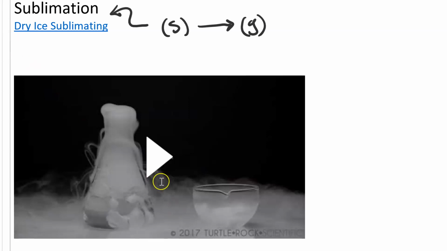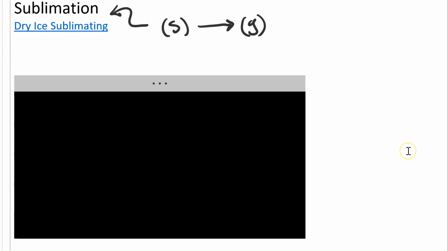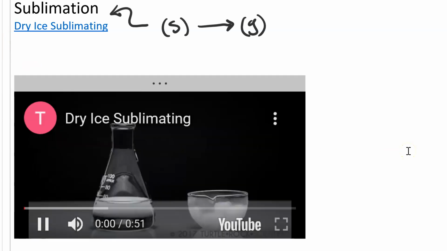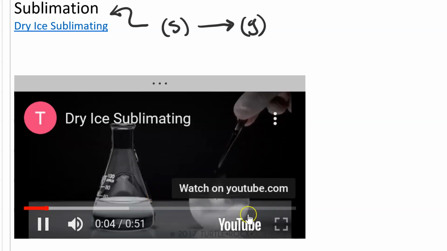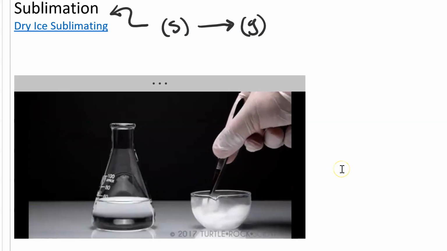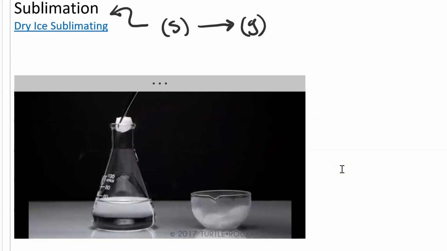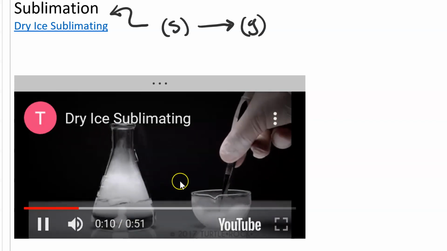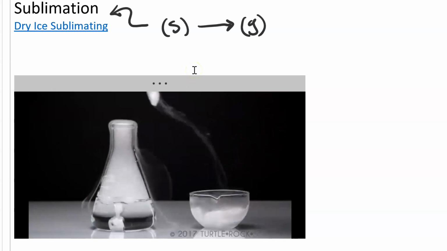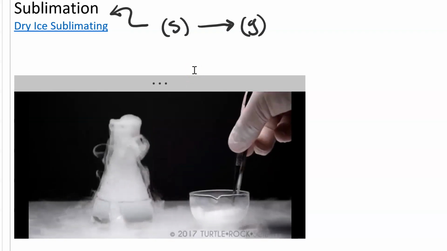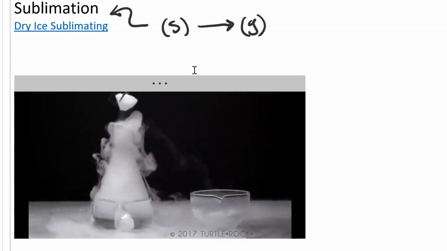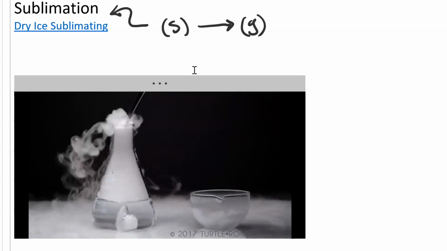So you can see here in this video, this person takes a little chunk of dry ice and drops it into a flask full of water. And then, if you look at it, at the very bottom of the water, you can see gas forming. But the dry ice isn't melting. It's just turning straight to gas.